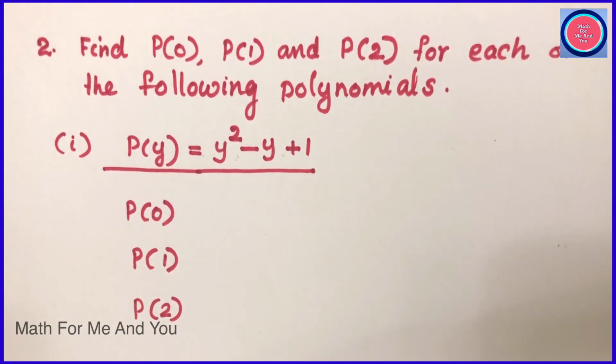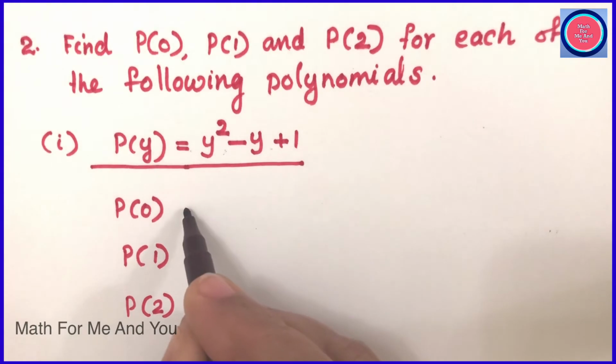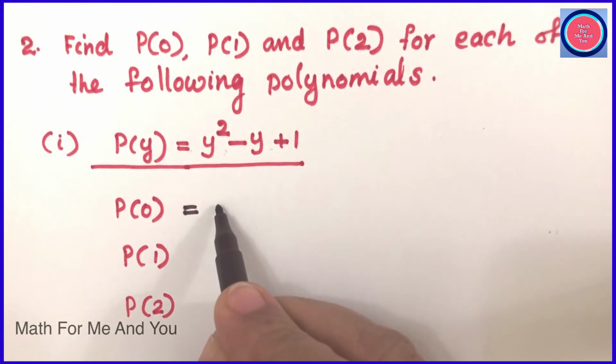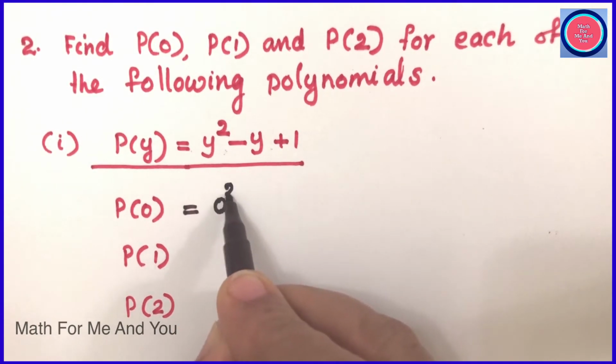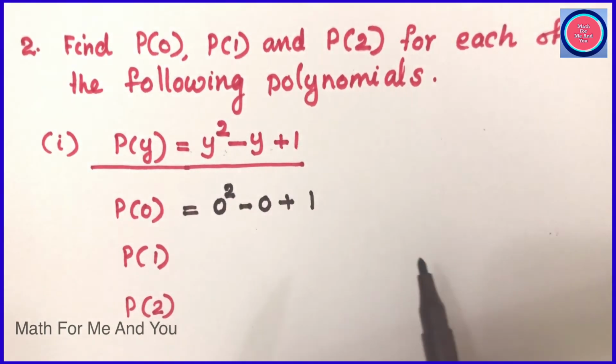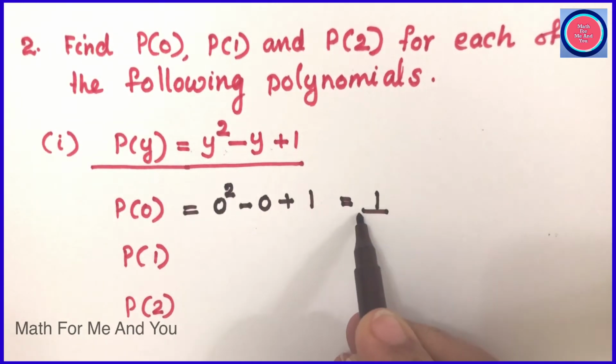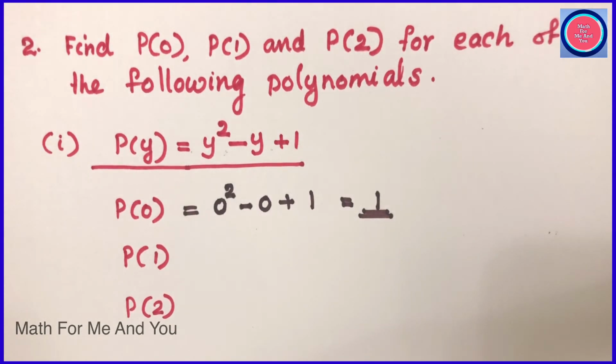Second question is find p of 0, p of 1 and p of 2 for each of the following polynomials. You can see the first polynomial p of y is equal to y square minus y plus 1. Here the polynomial is in terms of the variable y. We want to find p of 0, p of 1, p of 2. P of 0, how to find? In place of y, change y with 0. In place of y, put 0. 0 square minus 0 plus 1. 0 square is 0, minus 0 is 0. Then only we get 1. P of 0 for this polynomial is 1.